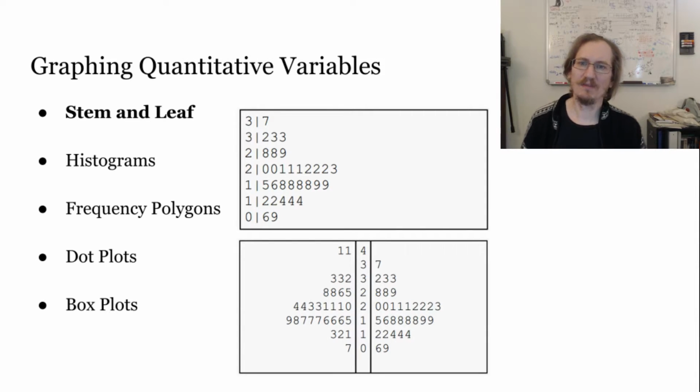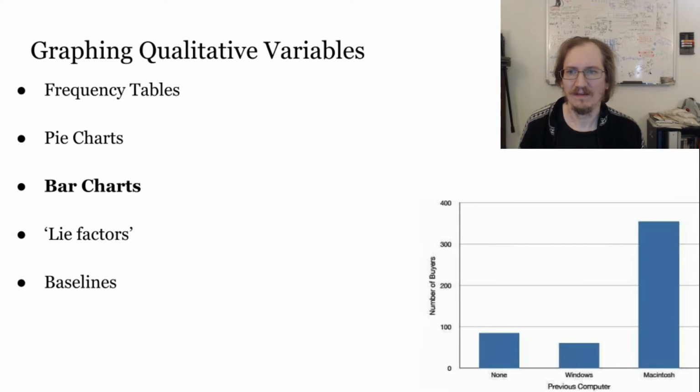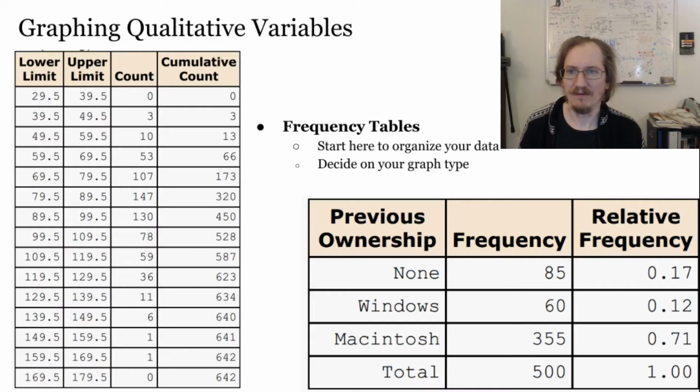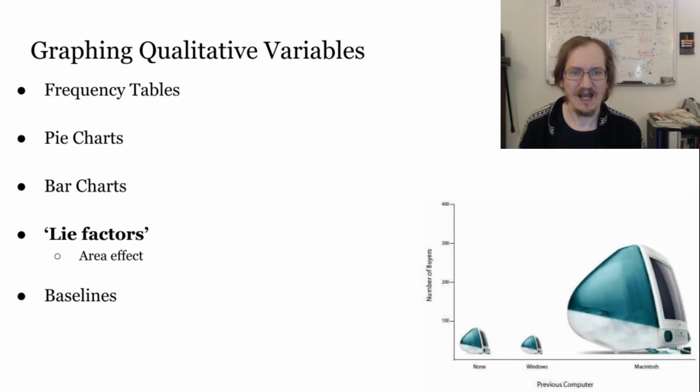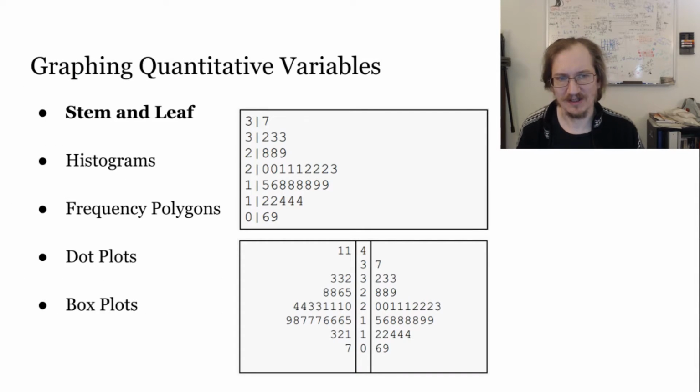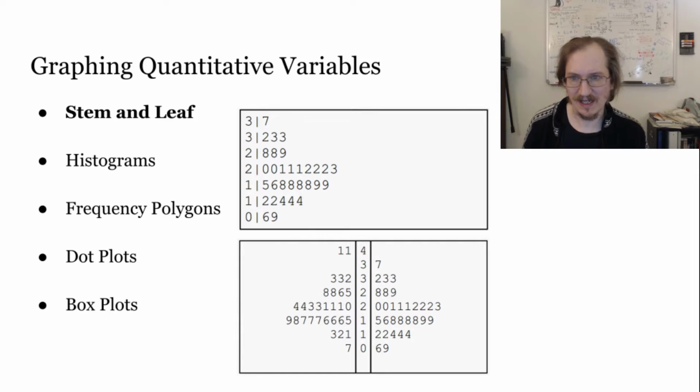Okay, so let's talk a little bit about quantitative variables. There are a lot of different ways to represent these variables. Again, I recommend starting with some sort of frequency chart to organize your information. And once you've got that frequency chart, you can decide how you want to display that information.